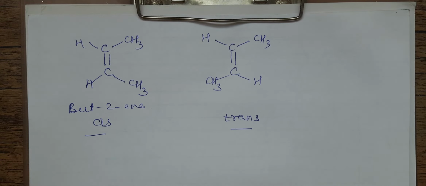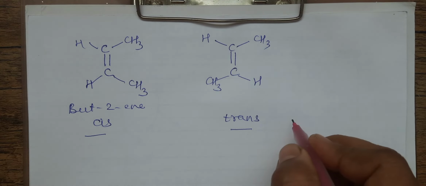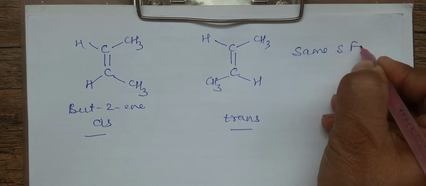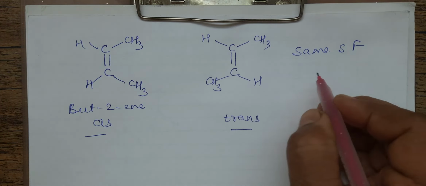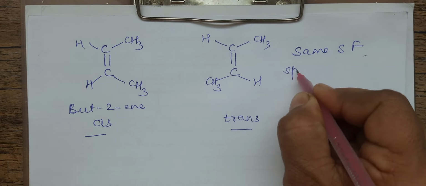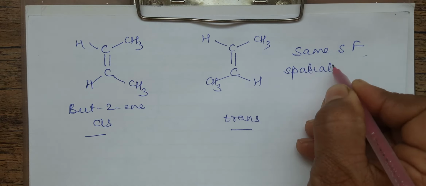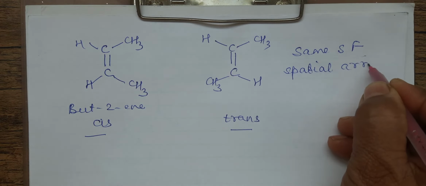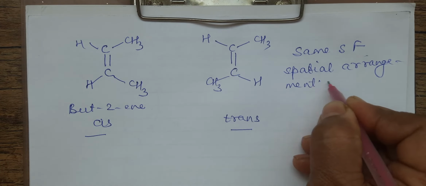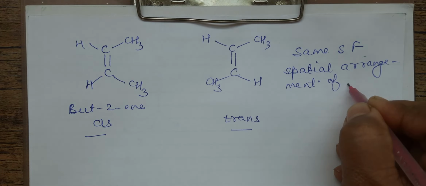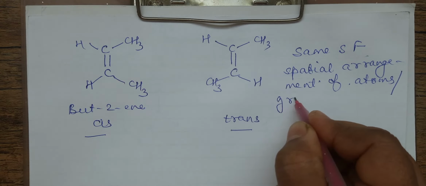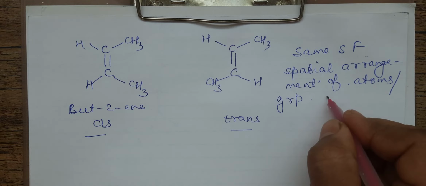So what can we say? What are geometrical isomers? These are those which have the same structural formula. Then what are they different in? They have the same structural formula, but they differ in the spatial arrangement of atoms or group of atoms. We can say atoms or the group of atoms around the double bond.